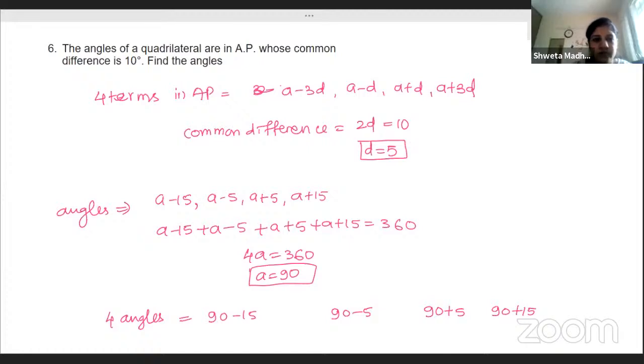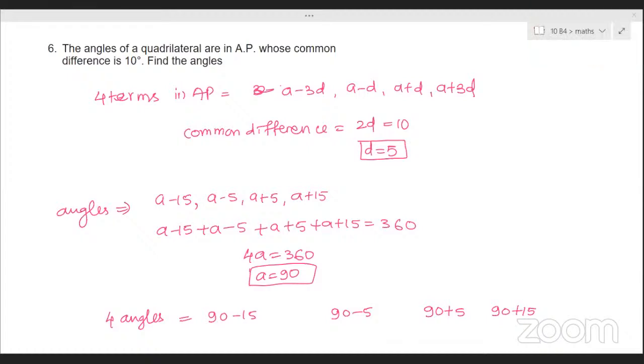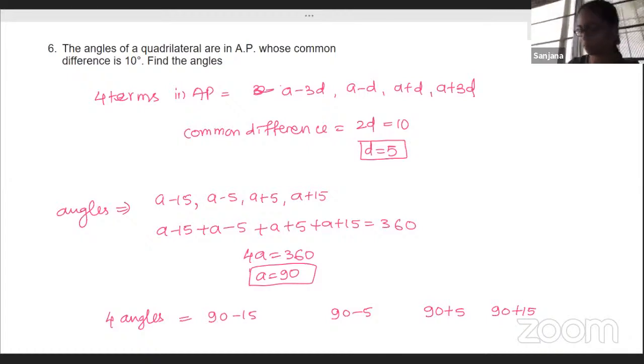Okay. Fine. So next is sum of an AP. Before starting sum of an AP, finish each and every question of nth term of an AP. Don't leave any of the questions. Everything till now you have finished except these 6 questions. Everyone? Yes, ma'am.